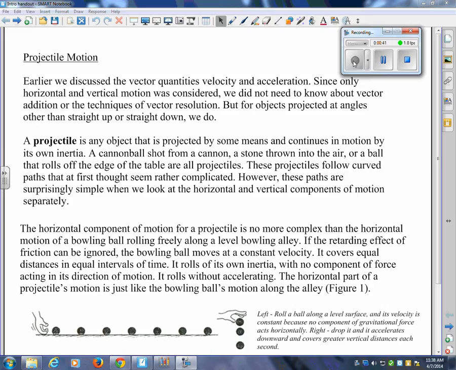A projectile is any object that is projected by some means and continues in motion by its own inertia. A cannonball shot from a cannon, a stone thrown into the air, or a ball that rolls off the edge of the table are all considered projectiles. These projectiles follow curved paths that at first seem rather complicated. However, these paths are surprisingly simple when we look at the horizontal and vertical components of the motion separately. And that is, my friends, the key. The horizontal and the vertical components, you separate them. Okay? And they are independent of each other.